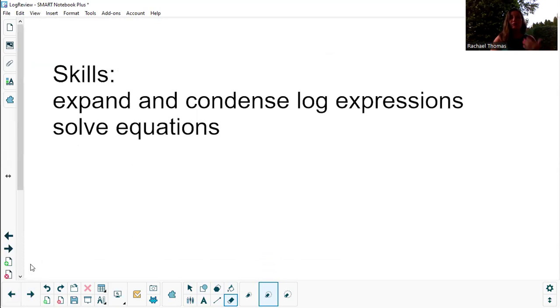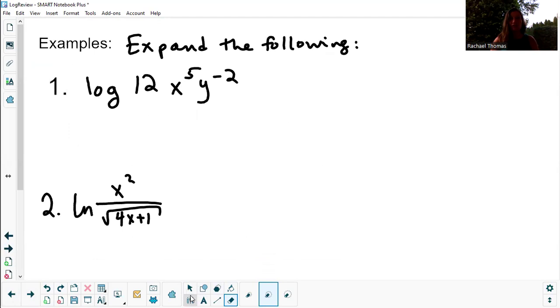How I use those would be to expand and condense log expressions and to solve equations. We're going to see one example of each of those here. Let's actually look here at number 2. If you've asked me to expand this logarithm using the log laws, the first thing I'm going to do is deal with this divided by, which means I can subtract.